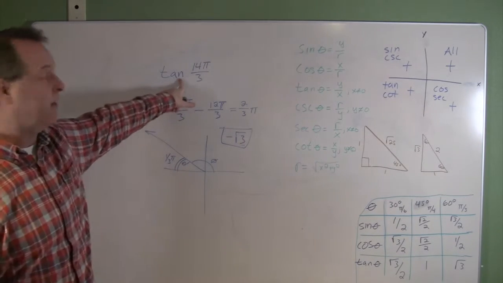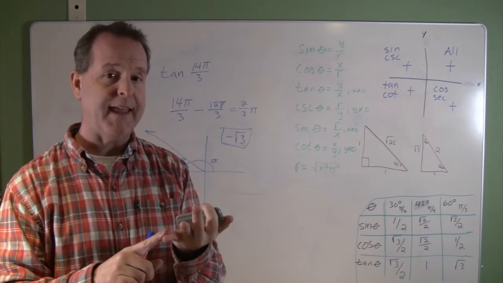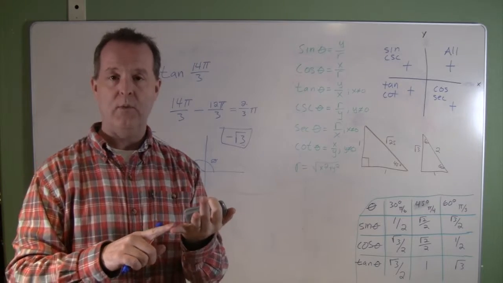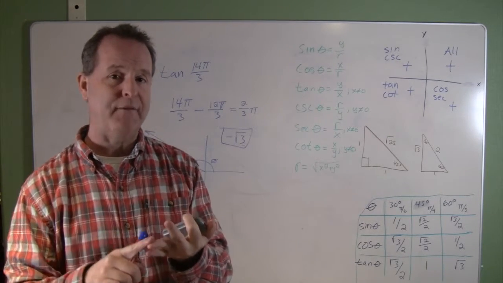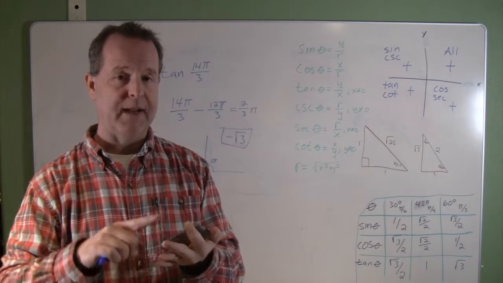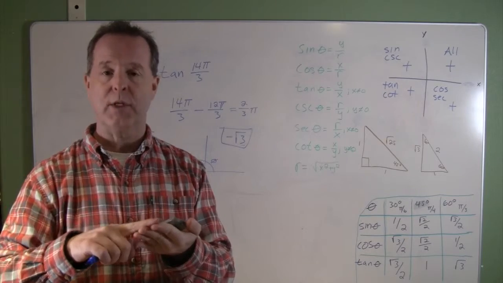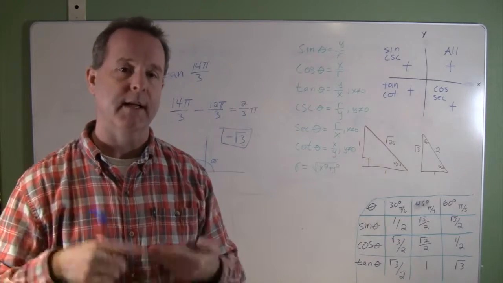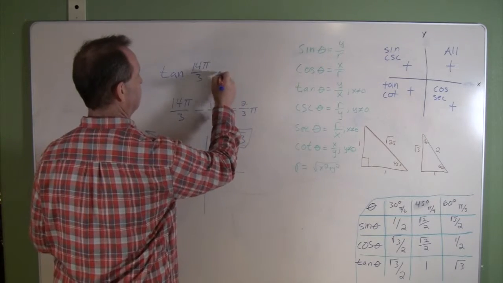So the exact value of the tangent of 14 pi over 3, we had to do 3 things to solve the problem. One, we had to find its coterminal angle. Then we had to find its reference angle. Then we had to find its value of the reference angle. Then we had to determine which quadrant it was in so we can determine its positive or negativity. And so we found out it was negative.